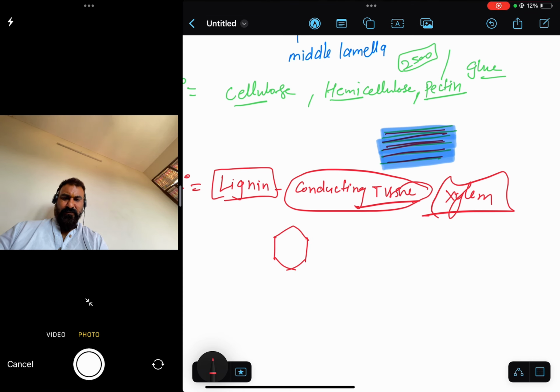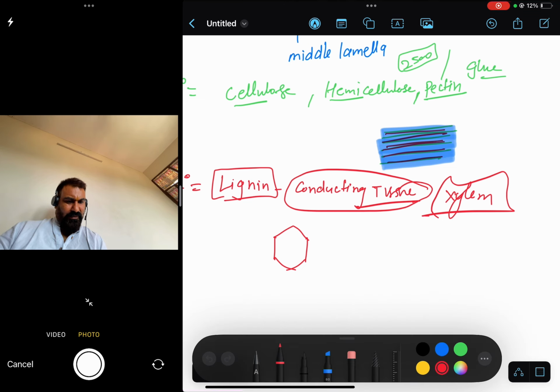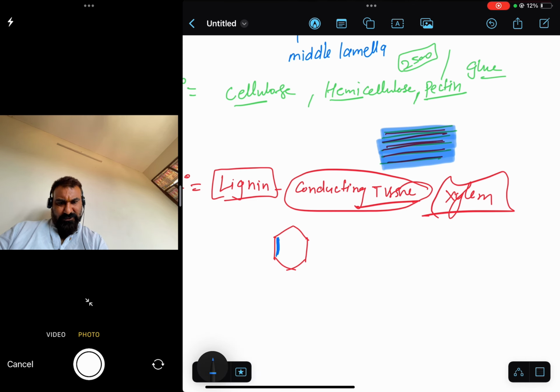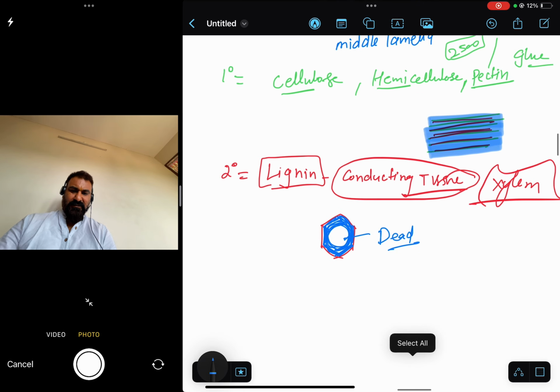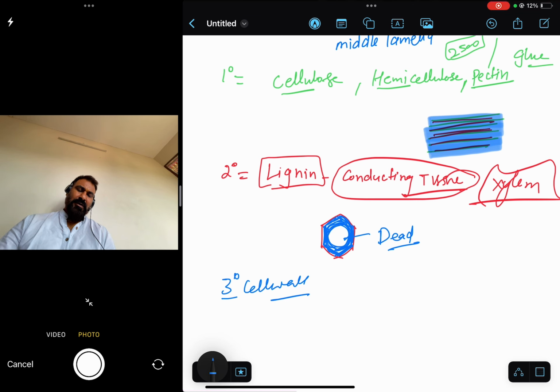If lignin starts depositing inside this, the entry of glucose and transportation of this cell is very much reduced, no energy is produced, the lumen starts to decrease, and the cell becomes dead. Okay, so it just behaves as a pipe. Okay, right? Now the third one is the tertiary cell wall. Or here, secondary first.